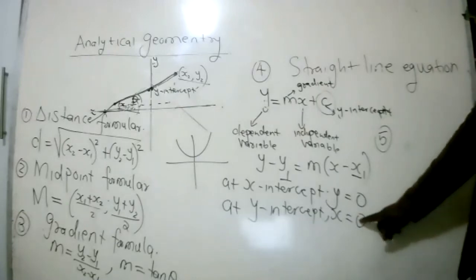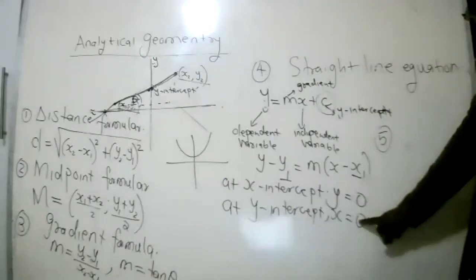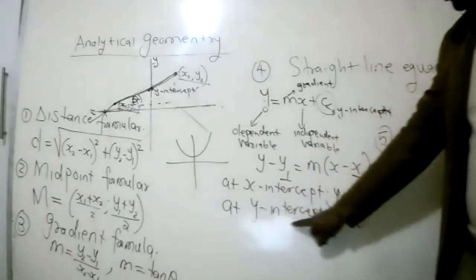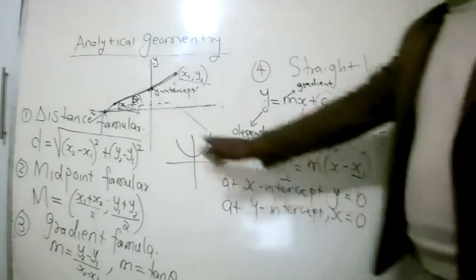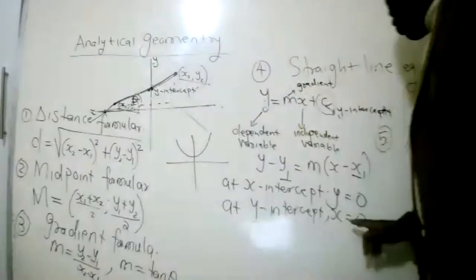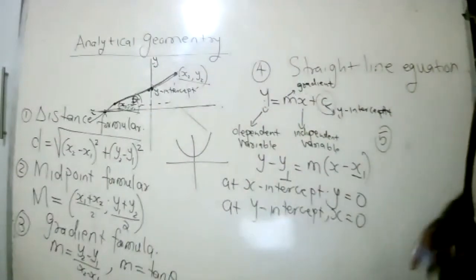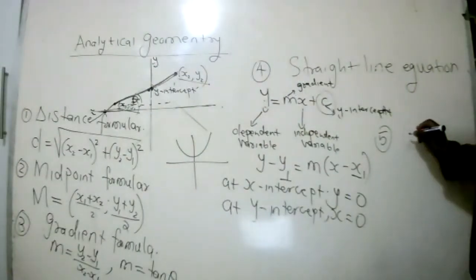I only explained this last expression, which talks about a point, the x value at the y-intercept. So the x value at the y-intercept is always equal to 0. And then from there, let me also talk about when we are having lines which are perpendicular to each other.